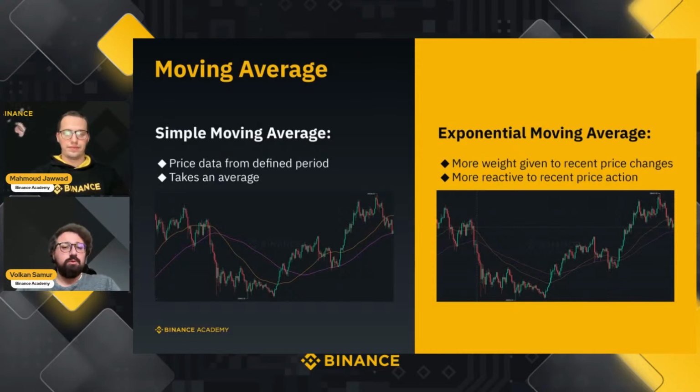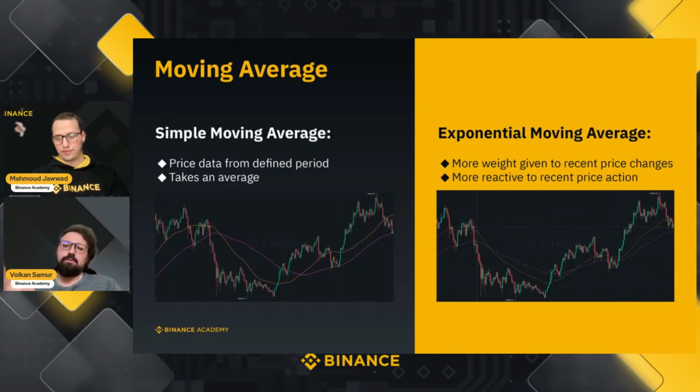The exponential moving average, on the other hand, is calculated in a way that gives more weight to recent price data. This makes it more reactive to recent price actions. The moving average is a lagging indicator. The longer the period, the greater the lag. As such, the 200-day moving average will react slower to recent price than, for example, the 10-day moving average.